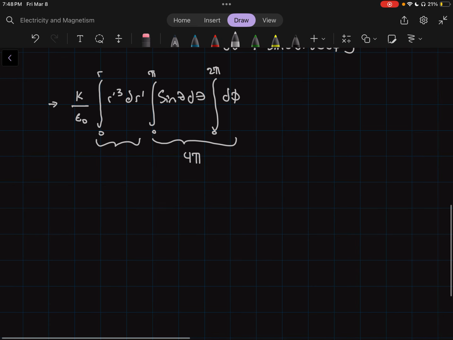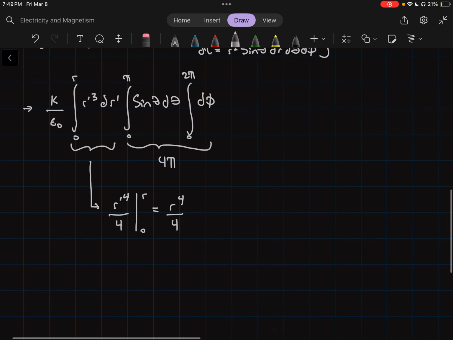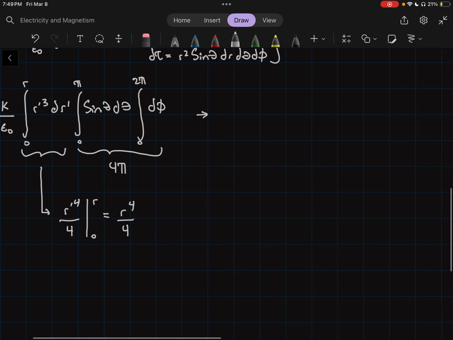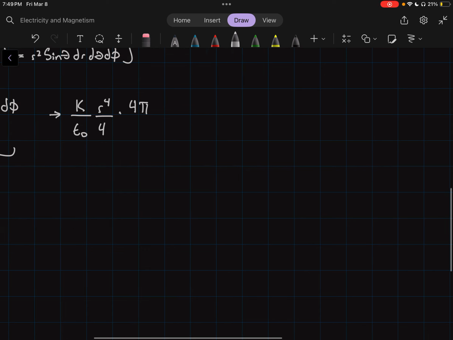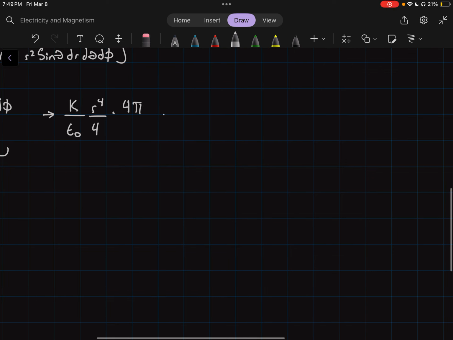This section here will evaluate to r prime to the 4th over 4, evaluated from 0 to r, which just gives us r to the 4th over 4. So, from that, we get k over epsilon naught, r to the 4th over 4 times 4 pi, which then becomes, of course, k r to the 4th pi over epsilon naught.